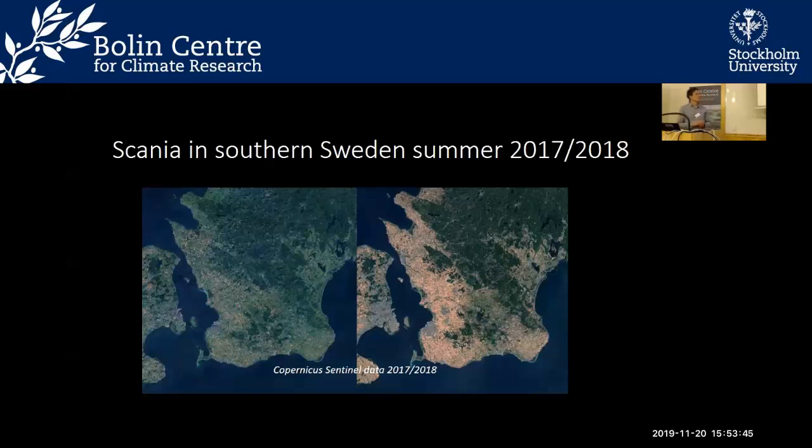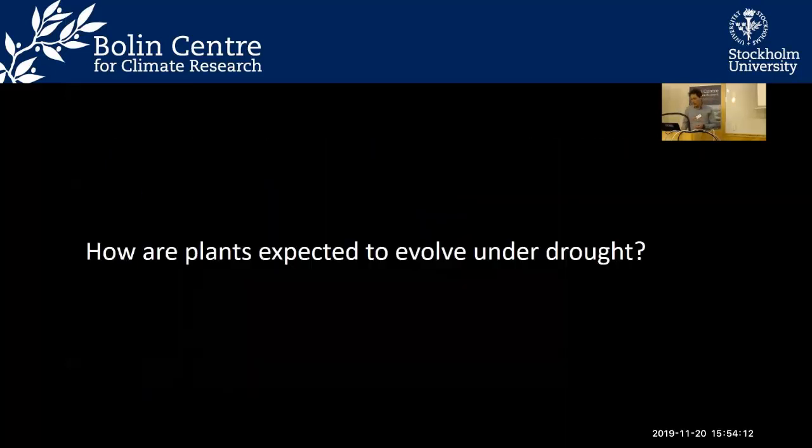But it's difficult to know the effects of drought and these climate extreme events. Because, for example, with trees, it's occurring over a long time, and maybe they are not affected directly. Maybe it can take several years before they actually die. So to study evolution and these long-term trends, it is very useful to do modeling. And our main question is how are plants expected to evolve under drought?